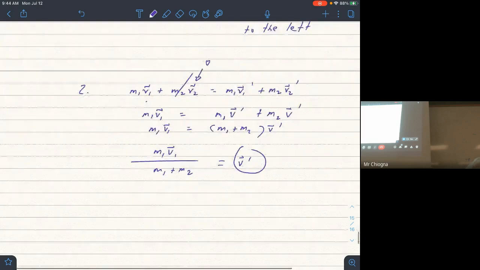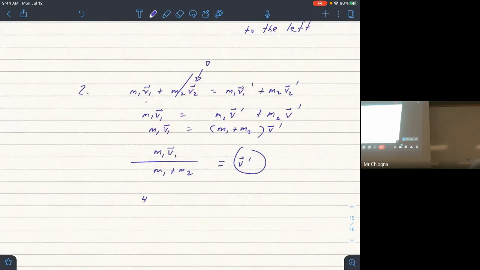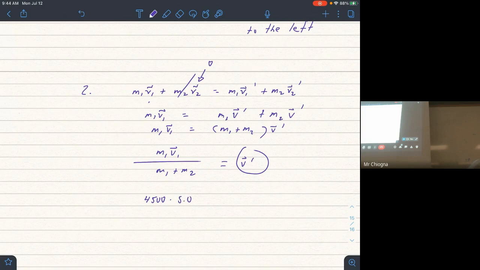Okay, so you can just plug in 4.5 times 10 to the 3, that's the first one. Moving east, so that's a positive. 4,500 plus 6,500. Okay, and they move off together. It's positive, you can put east or both. Okay, so I'll get you your test back.